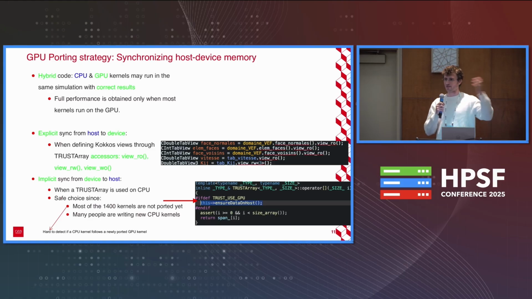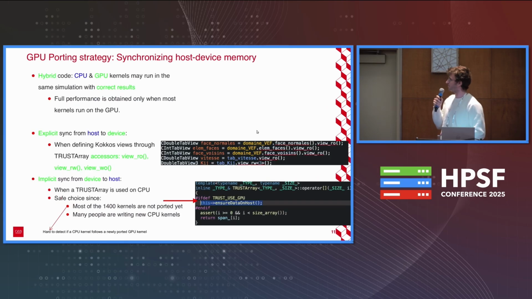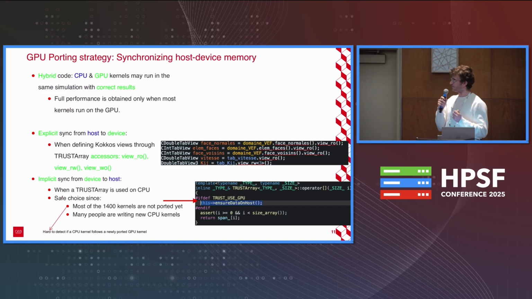So we need to synchronize device and host memory. To do so, we do explicit synchronization from host to device before each kernel. So before a GPU kernel, a Kokkos kernel, I call the accessors that we wrote. We wrote several accessors: view read-only, view write-only, and view read-write. Right before a kernel, I call these accessors, and if necessary, they will perform a host-to-device synchronization.